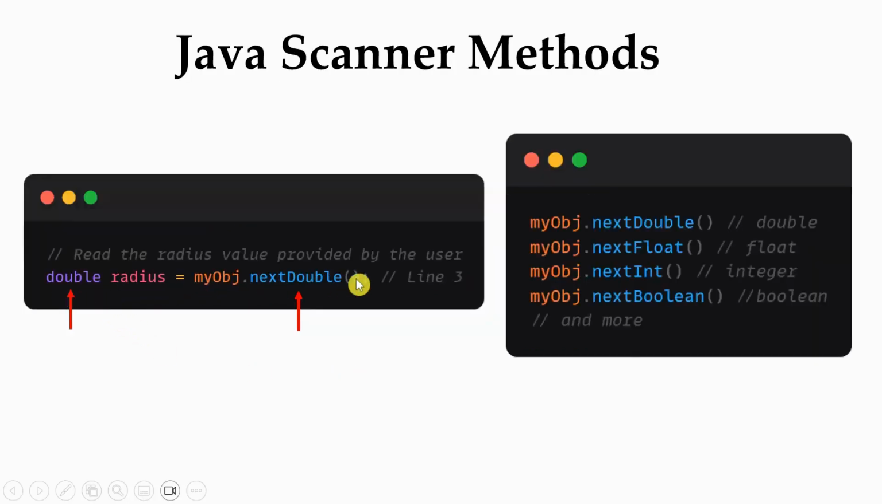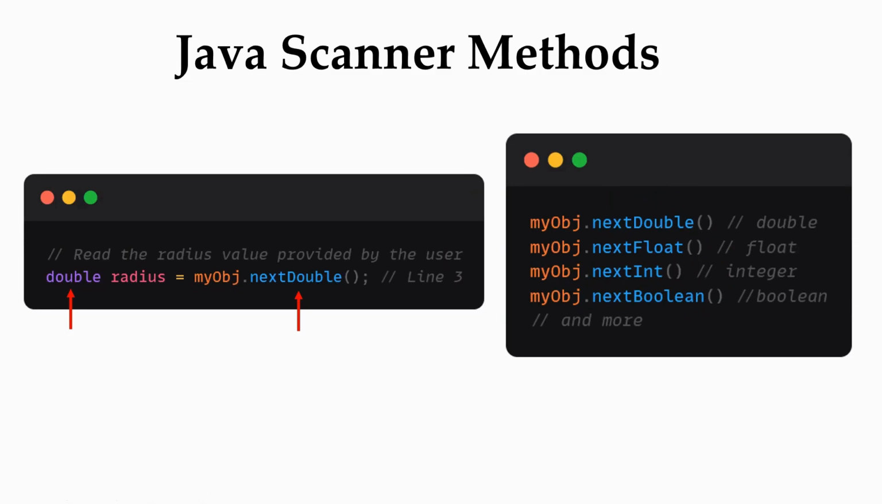Now, in the final line just now, you see double radius equals myObject.nextDouble(). So we know that we use the method nextDouble to read the user input with the data type double. And of course, nextDouble is not the only method available under Java scanner. We have here nextDouble, nextFloat, nextInt, integer, nextBoolean, and many, many more. So if you look into the names of these scanner methods, then you should know, or you can guess, what are the data types that are suitable for each method. For example, nextFloat will be reading user input with data type float. nextInt will be to read the user input with data type integer. And nextBoolean will be to read the user input with data type boolean, which is either true or false.